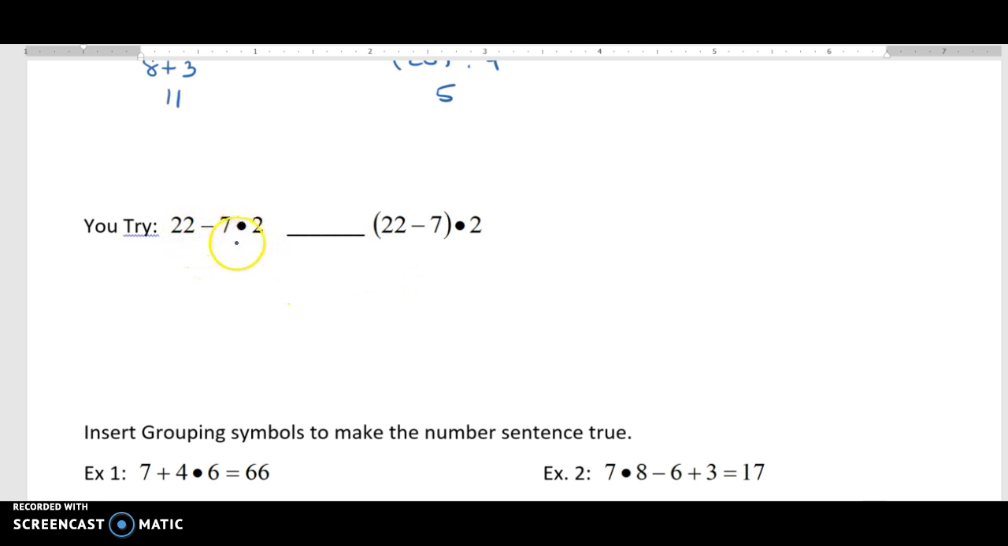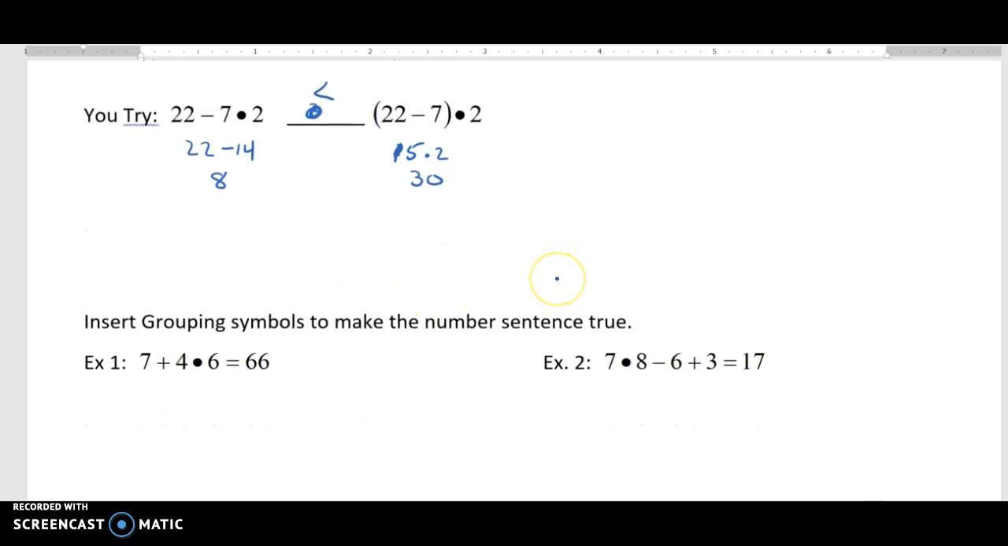So in this case, we're going to do 22 minus 14, which will give us 8. And here I'm going to do parentheses first. 22 minus 7 is 15. 15 times 2 is 30. So what happens is 8 is less than 30.